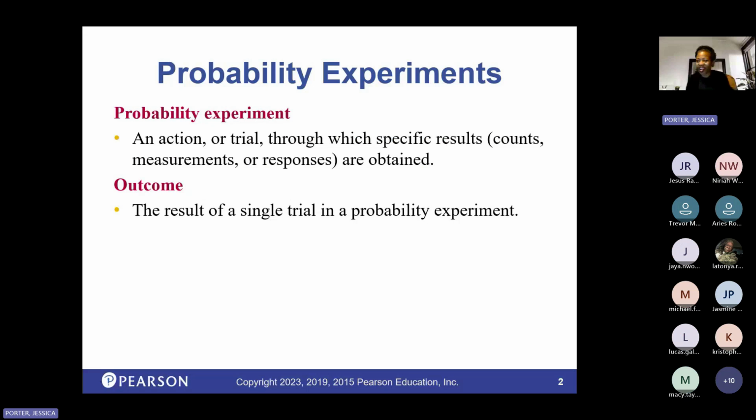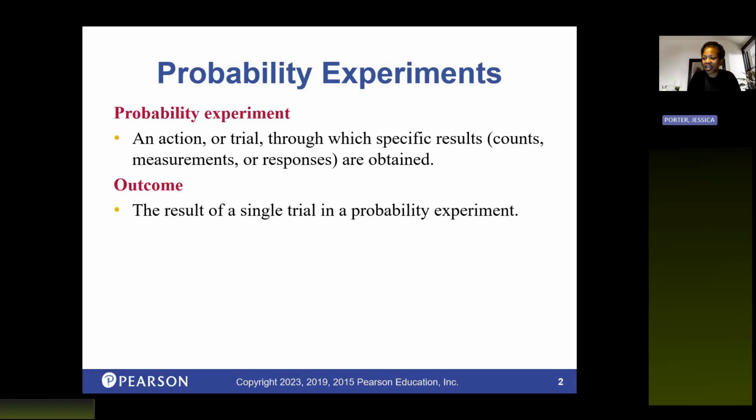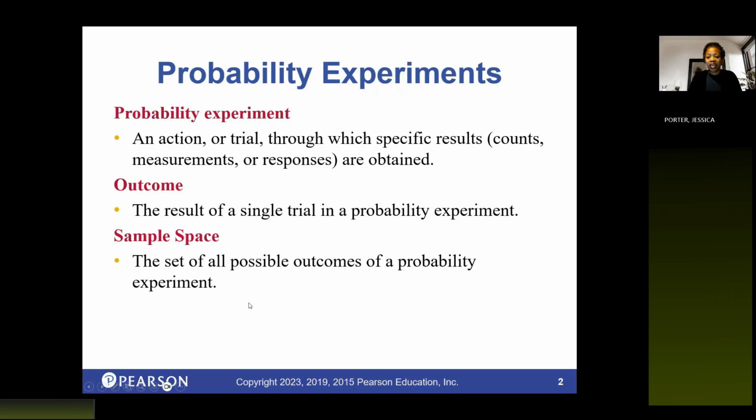An experiment is going to be an action or trial through which specific results are obtained. And then an outcome is going to be the result of a single trial in a probability experiment. The sample space, and we're just going to go through a few words here. The sample space is going to be the set of all possible outcomes of a probability experiment.